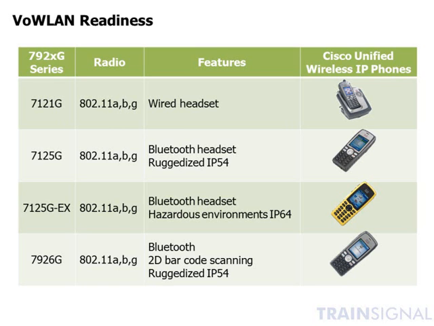Etc. And the last one on this table is the 7926G, which includes a barcode scanner for tracking inventory. Now, it's interesting to note that these phones are ABG. They are not N enabled, but they do allow you to roam between the 2.4 and the 5 gigahertz band, so they will work on both frequencies.